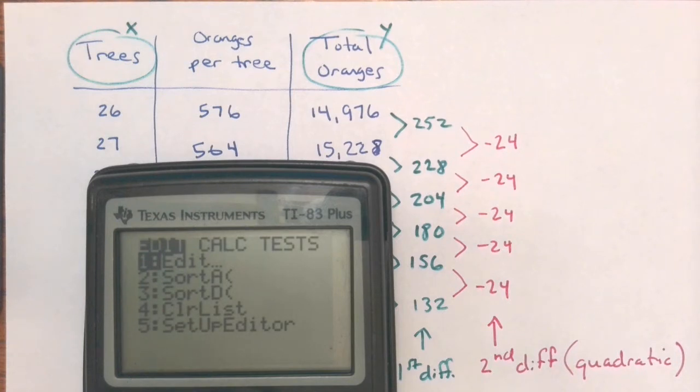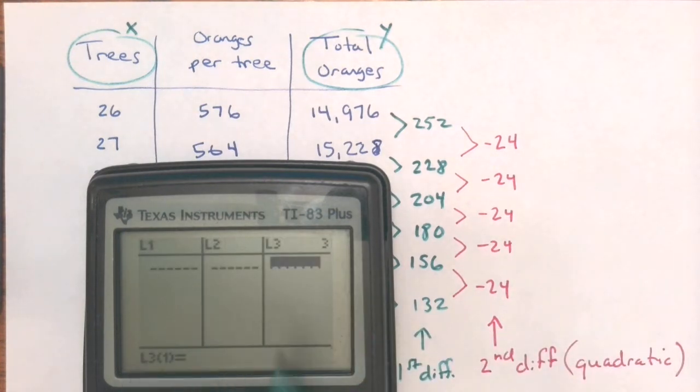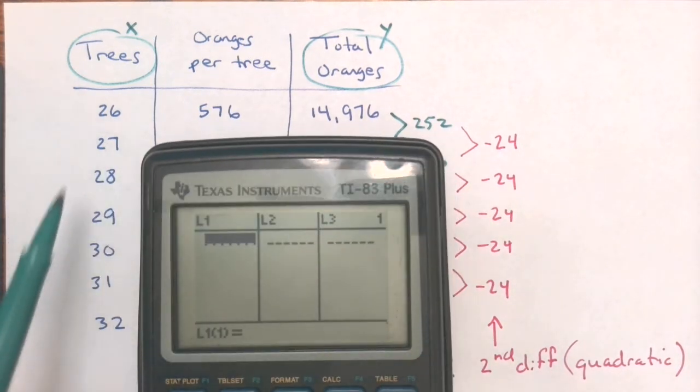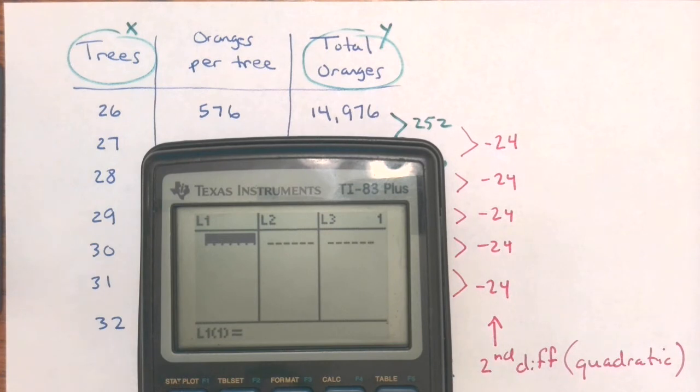And then from there, you'll have these three options. You have Edit, Calc, and Tests. We want to edit. We want to go in and put the information that we just came up with in our table. So I'm going to hit the Enter button. You'll end up with some lists. I want to go over to list number 1, and then I want to be putting in these x values. So we're going to put x in list number 1.